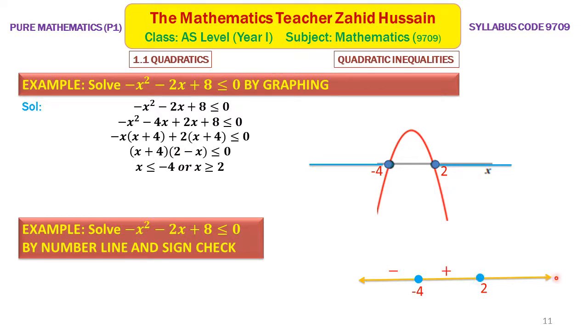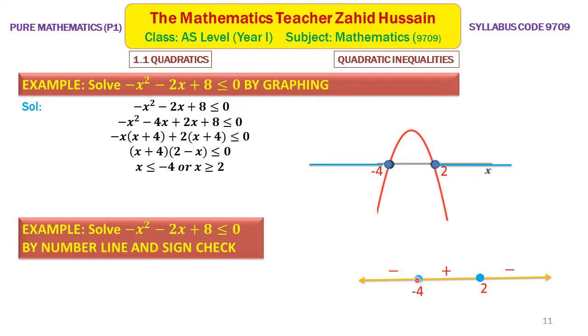From 2 to positive infinity you can take 3 here. 3 plus 4 is 7 and 2 minus 3 is minus 1. 7 multiplied by minus 1 is minus 7. So in this region, from minus 4 to negative infinity, the sign of the function is negative. From minus 4 to 2, the sign is positive, and from 2 to plus infinity, the sign is negative.